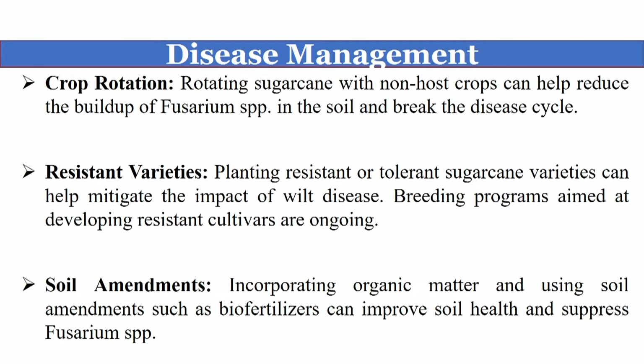And resistant varieties are available. Many resistant or somehow tolerant sugarcane varieties have already been identified that help mitigate the impact of wilt disease. Breeding programs aimed at developing resistant cultivars are also ongoing. And soil amendment, by incorporating organic matter and using amendments such as biofertilizers, can improve soil health and may suppress the Fusarium species.